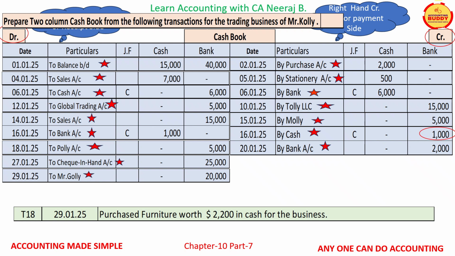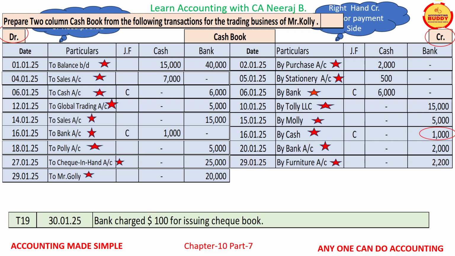Since it is a payment transaction, it will be recorded in the cash column on the right-hand credit side of the cash book for $2,200 on 29th of January 25 by writing the words by furniture account. Transaction number 19 is on 30th of January 25. The bank charged $100 for issuing a checkbook. Since this transaction will reduce the bank balance, it will be recorded in the bank column on the right-hand credit side of the cash book for $100 on 30th of January 25 by writing the words by bank charges account.